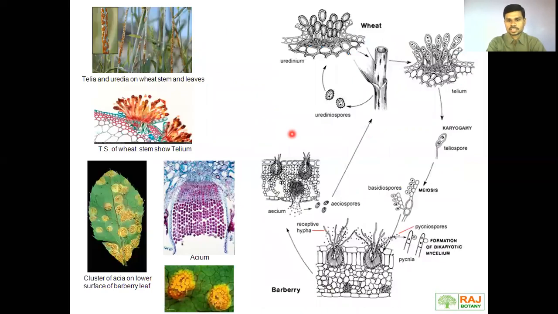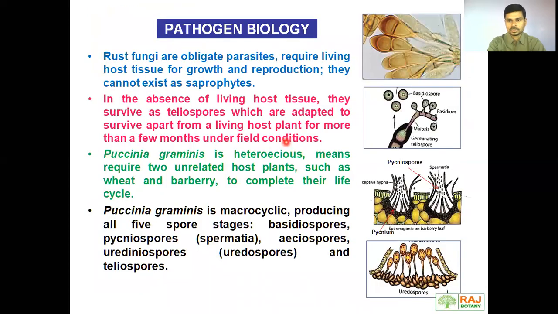In this figure we can easily see this is a telium, and from the telium, after meiosis, there is development of 4 basidiospores.